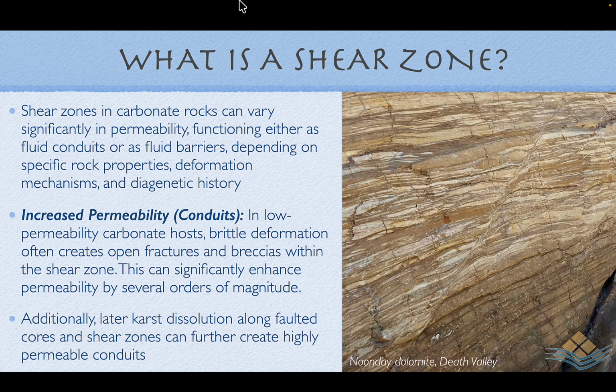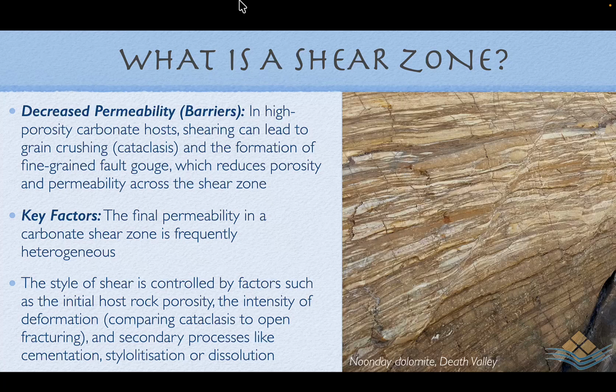that we'll discuss toward the end of this module. Then we have shear zones which act as a zone of decreased permeability or a barrier, where shearing has led to grain crushing, cataclasis, and the formation of fine-grained fault gouges, so reducing the porosity and permeability across that shear zone. So the key factor here, the final permeability in a shear zone, is frequently heterogeneous, and we should always keep this in mind when we're developing fracture models.